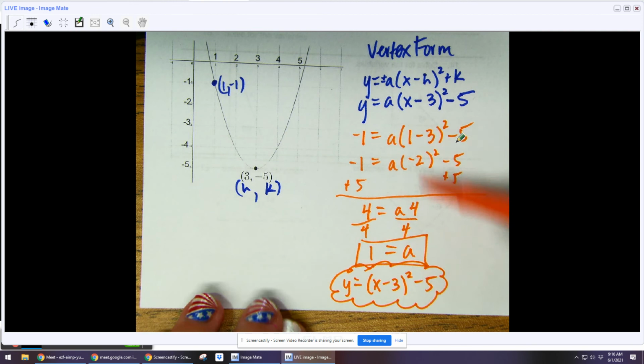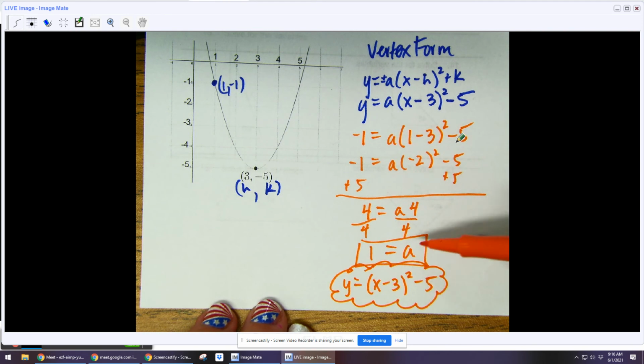So probably they're not going to require you to do all this on the final, but for Math 3, I do want you to know that you can always find that a value.